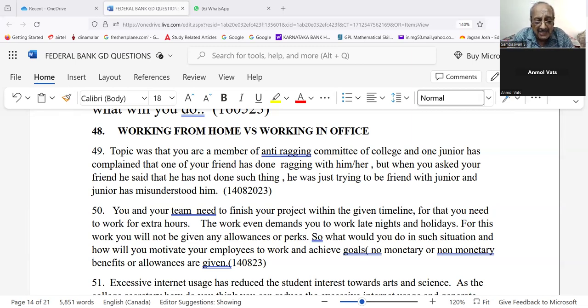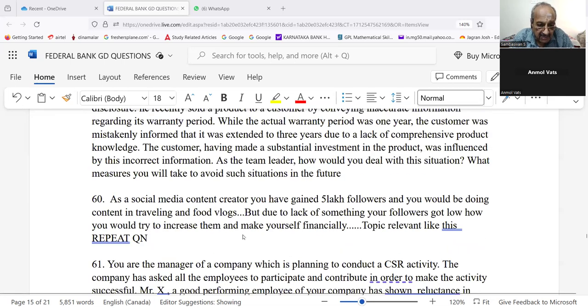You must keep your camera on all through the GD time. You must switch off the mic as long as you are not talking. When you are talking, you have to switch on your audio system. This is the instruction. Now I will give you a sudden topic.